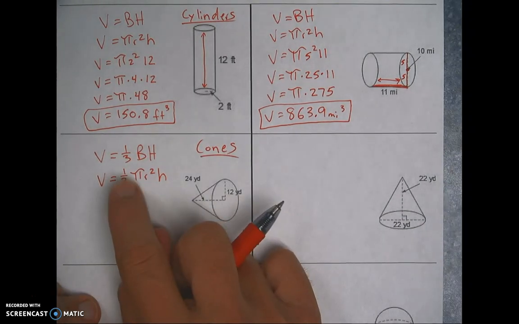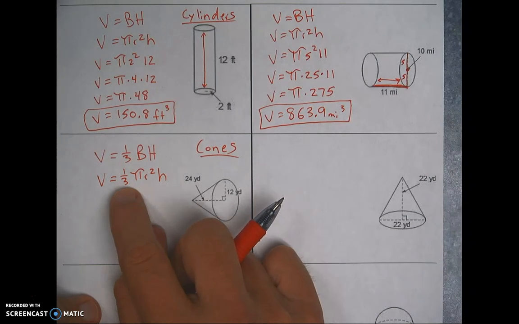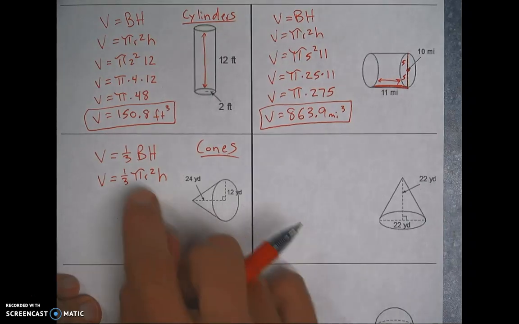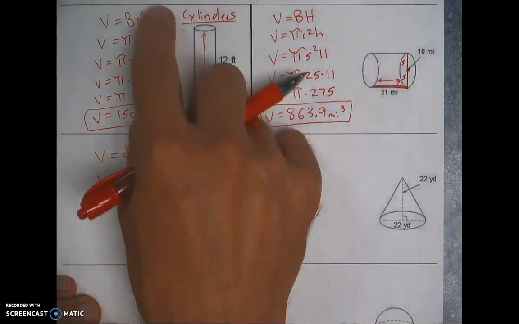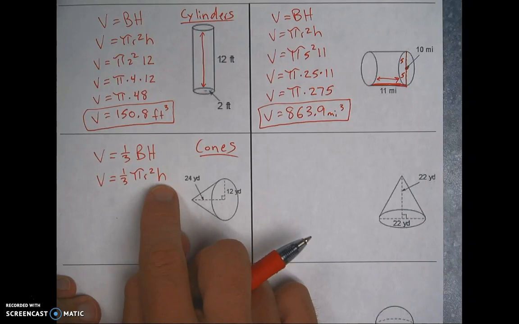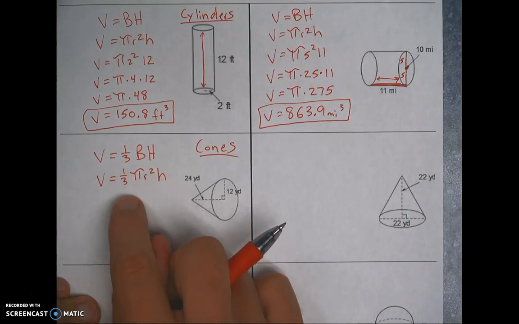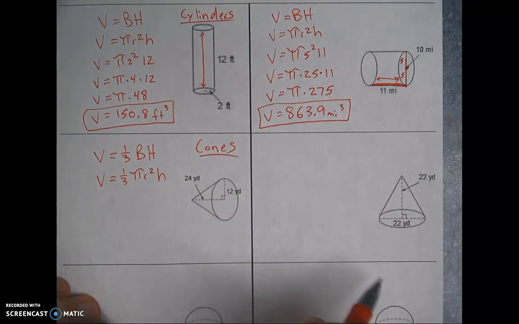Now to deal with the 1/3, we're going to save it for last. It's the same as just dividing by 3. It's 1/3 of the size. So timesing by 1/3 and dividing by 3 is the same. So we're basically going to run this equation the same way we did up top for the cylinders, and the last thing we're going to do is just divide by 3. Cut that volume in 1/3.